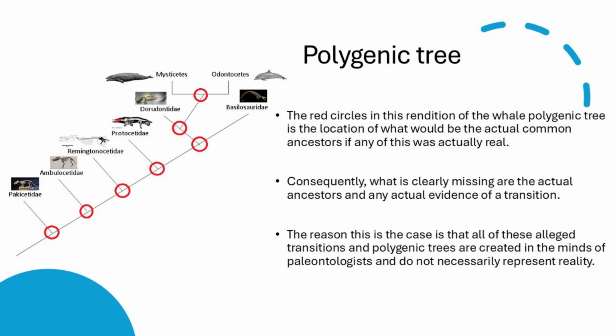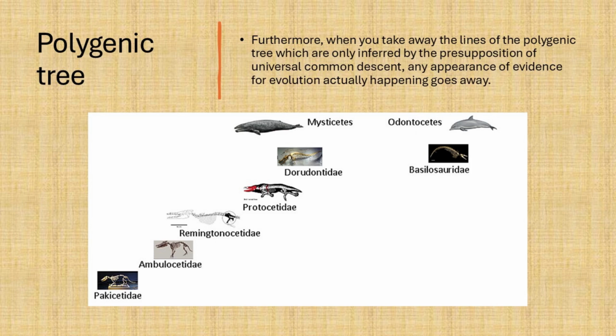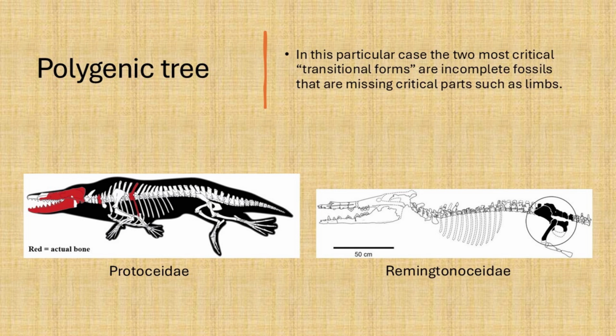All of these alleged transitions in polygenic trees are created in the minds of paleontologists and do not necessarily represent reality. Furthermore, when you take away the lines of the polygenic tree, which are only inferred by the presupposition of universal common descent, any appearance of evidence for evolution actually happening goes away. In this particular case, the two most critical transitional forms are incomplete fossils that are missing critical parts, such as limbs.